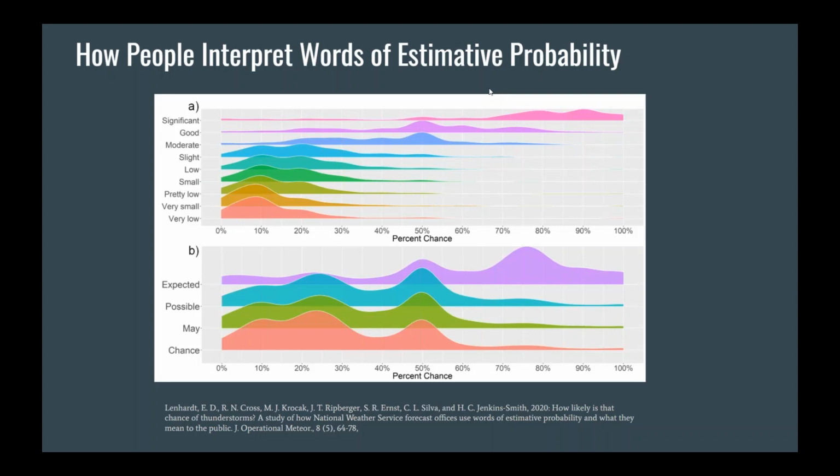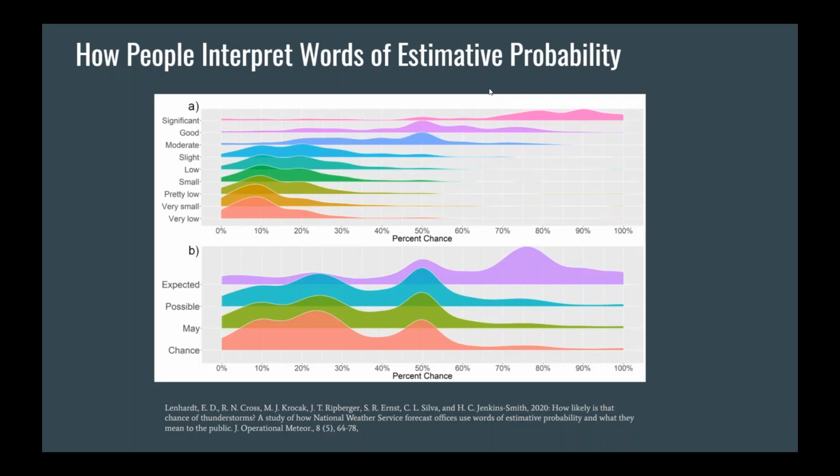They looked at how people interpret words of estimated probability for chances of precipitation, for example. If you look at the bottom one, it kind of blows you away when you look at chance, may, possible, expected. What you notice is that they're all bimodal. Some are trimodal, but they all have a bump around 50%. So when you use possible or chance, people interpret it from 5 to say 30%, and then there's a secondary maximum at 50%.